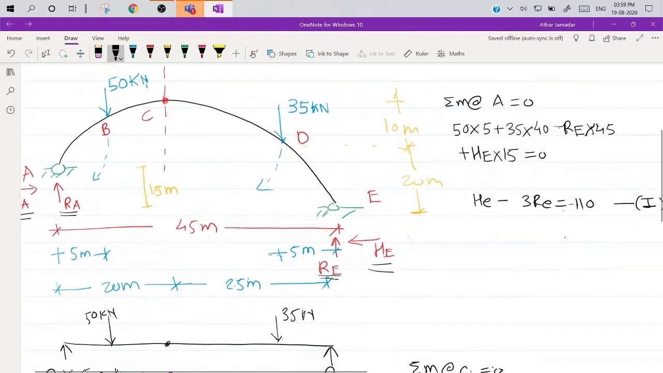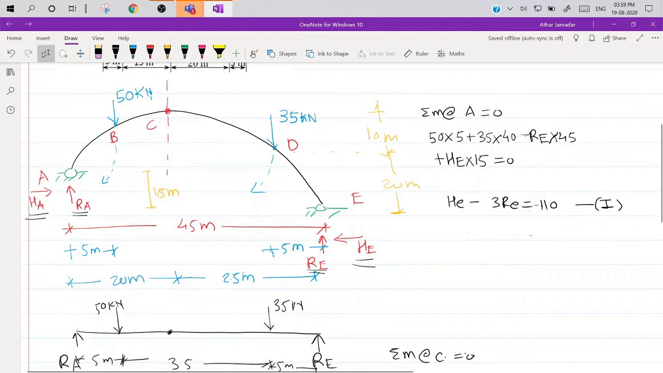Okay, so I will explain once again here. If you take summation of moment about A, then it will be 50 into 5, the moment of the 50 kilonewton load, which will act in clockwise direction, so it will be positive. Then the 35 kilonewton load also will act in clockwise direction, so it is 35 into 40, minus RE into 45, which is the reaction at E, which will act in anti-clockwise direction, that's why negative. And finally HE into 15, which will again act in clockwise direction, so it is positive, which is equal to 0. So if you simplify that, you are getting HE minus 3RE is equal to minus 110.